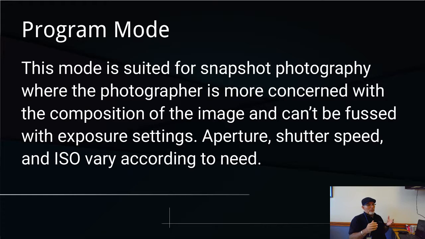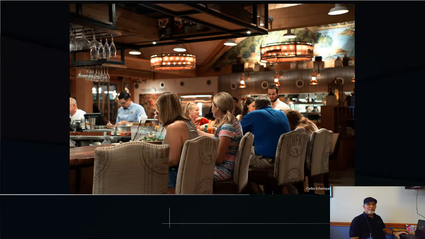Now, if you happen to use a mirrorless camera, you also have the advantage that you get to preview the exposure in your viewfinder ahead of time. So you'll have an idea of what the image is actually going to look like when you take it, as opposed to using a regular DSLR with an optical viewfinder, which will look the same regardless of what your settings are. Okay. Again, aperture, shutter speed, and ISO vary according to need. And here's an example.